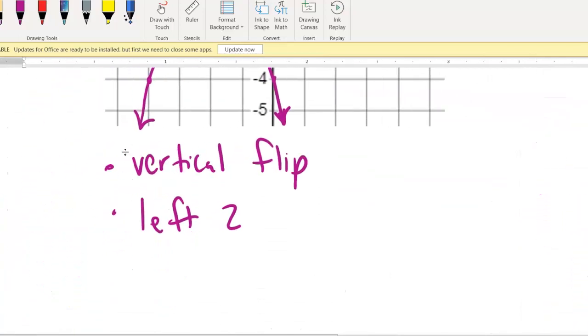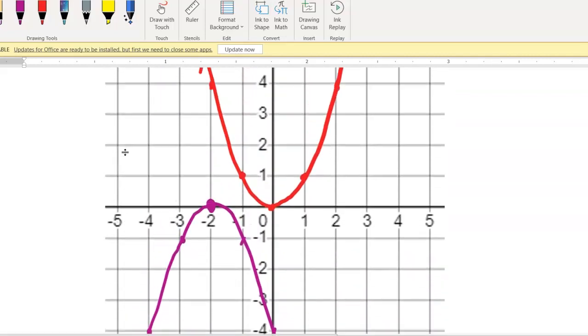So let's look at what would be happening in this one. So this one we had a negative quantity x plus 2 squared. So the negative means that you'd have a vertical flip, and inside the parentheses we have plus 2, so that means we move to the left 2 units. Now how does that look graphically?